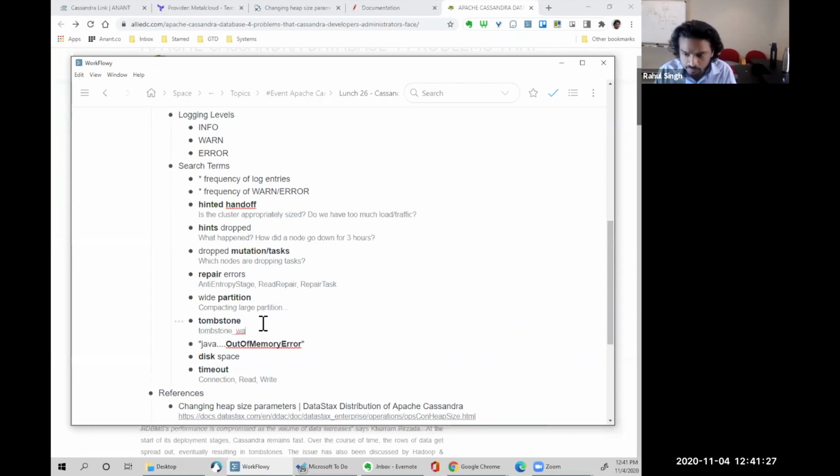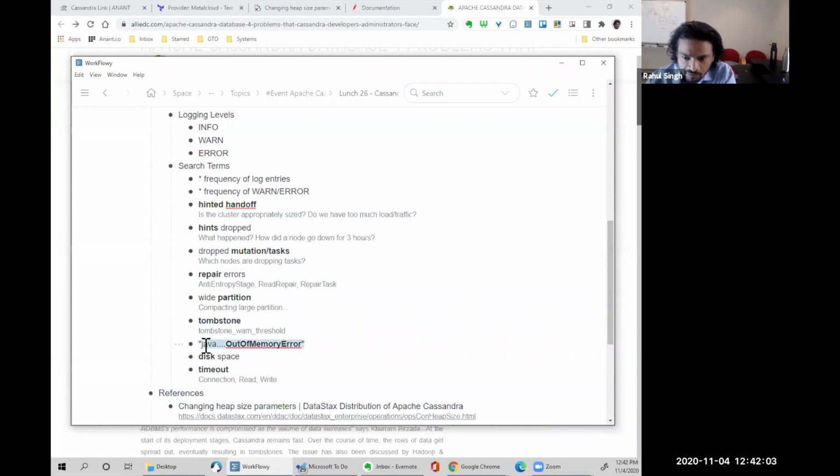Another is for tombstones. The actual log entry says, tombstone warn threshold has been reached, which is 1,000 tombstones. 1,000 tombstones means that all of those tombstones, which mean this data is deleted, have to be reconciled every time you read that partition. So similar to a wide partition, if you see a lot of tombstones, it does correlate with high latency and timeouts because it uses a lot of memory.